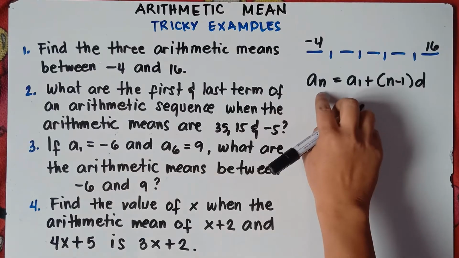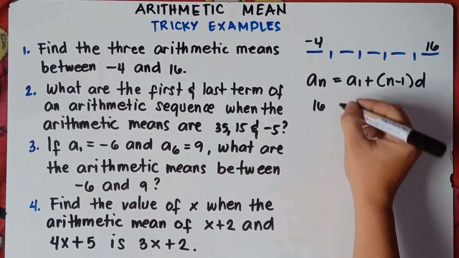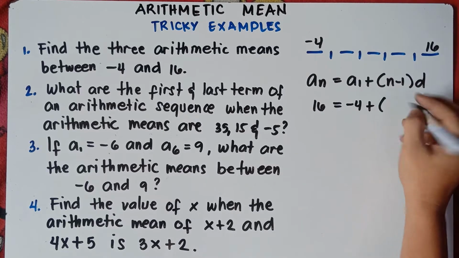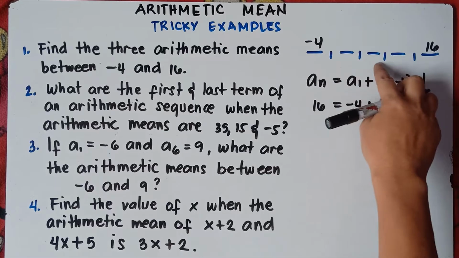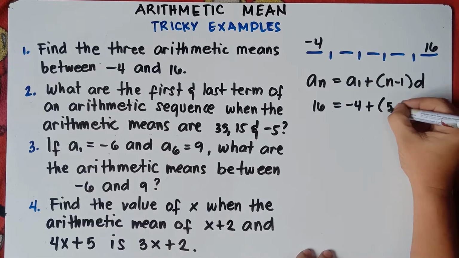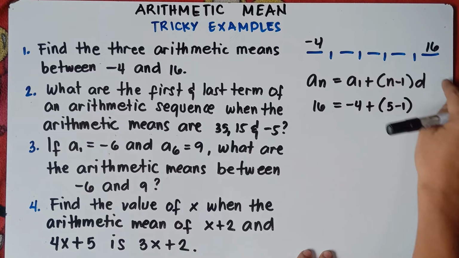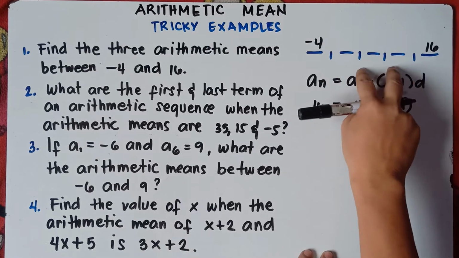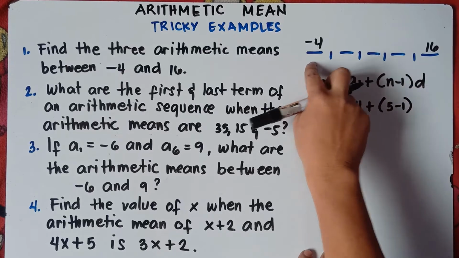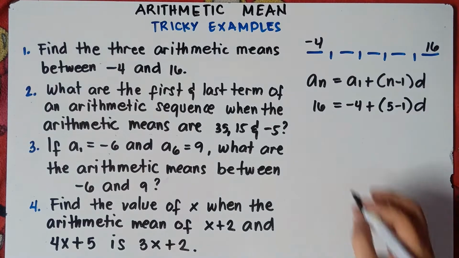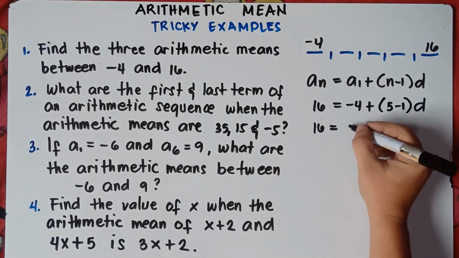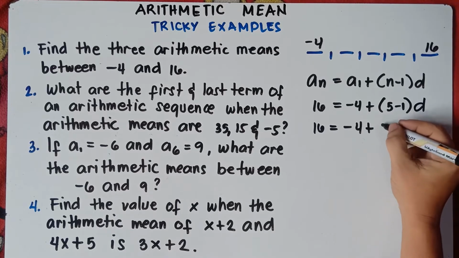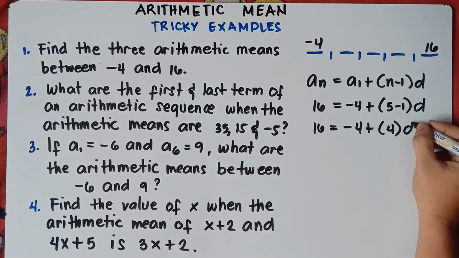So, substitute the value of a sub n, which is 16, equals a sub 1, the first term, -4, plus n, class, is the number of terms, so 1, 2, 3, 4, 5, we have 5 terms, 5 minus 1, times the common difference. We don't have the common difference; that's the thing we're looking to find. With that we can find the 3 terms in between -4 and 16. So copy D. This will be 16 equals -4 plus 5 minus 1, that is 4, and then D.